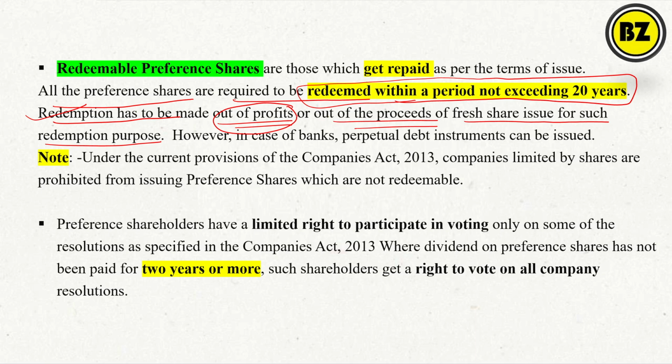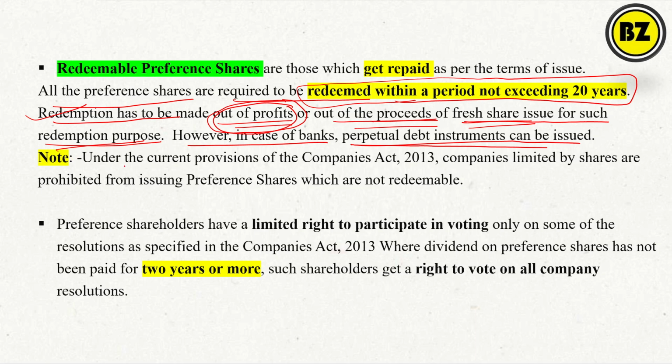Now, the company has a choice. They can give you money out of the profit or out of the proceeds of the fresh share issue for such a redemption purpose. Or they will issue a fresh share, you submit that share, and you will take another share. Okay, the price may be different. However, in case of a bank, perpetual debt instruments can be issued. But this is only for the bank. If a bank has some redeemable preference share, in such cases perpetual debt instruments can be issued. What that debt instrument is, we are going to discuss.